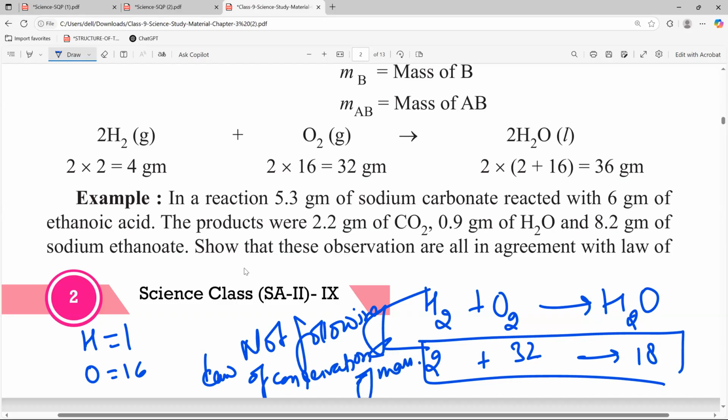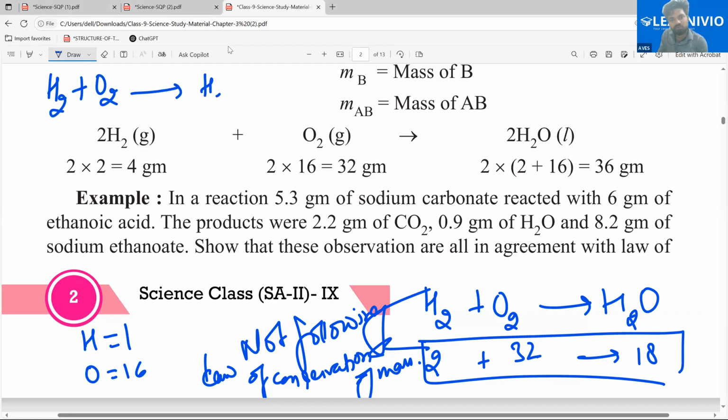So if it does not follow, what will we do? Then we will balance it. We will write it in such a manner that it balances, like H2 plus O2 gives you H2O. There are 2 hydrogen atoms on both sides, but there are 2 oxygen atoms and only 1 on the right. Write 2 here. Now the hydrogen has become 4, 2 to 4. And you can check it.